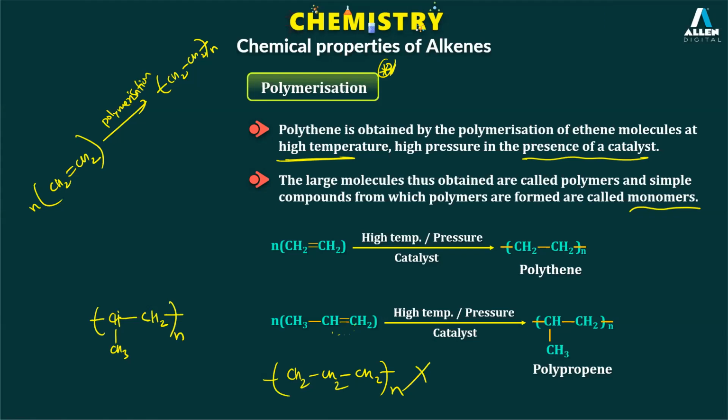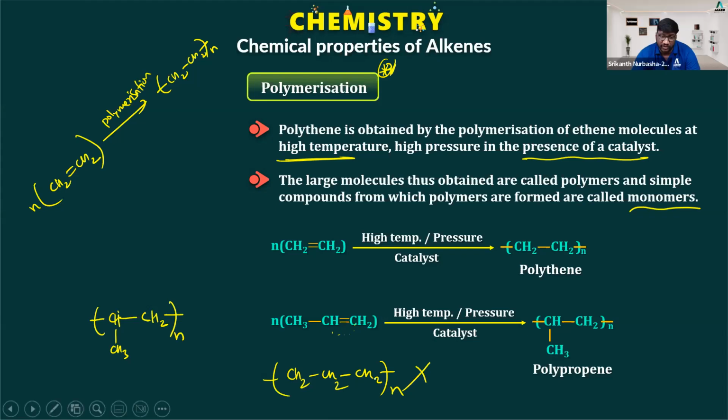Yes, sir. If you write the same polypropene in this fashion, that is wrong, because the pi electron density is present between only two carbons, but you are repeating this three carbon system, which is obviously wrong, where CH3 is just a substituent.